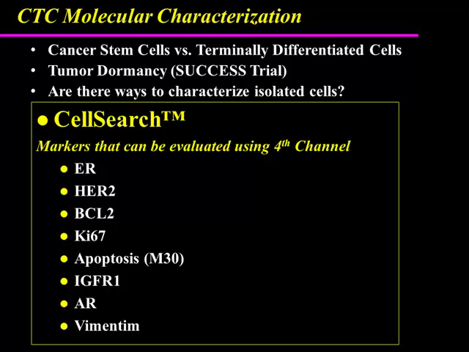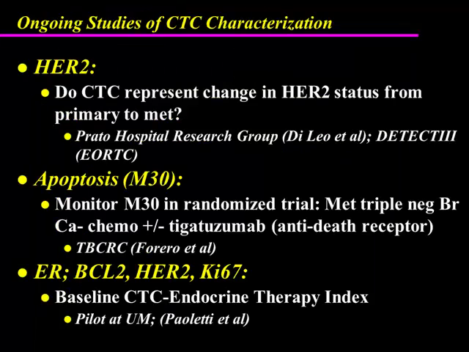Okay, what we'd really like to do is characterize the cells, and as Jim pointed out, use this as what we would call a liquid biopsy or a real-time biopsy. Of course, what we'd love to do is biopsy the patient's cancer and biopsy every site of her cancer all the way through her course. That's not practical. And so the question is whether we could use markers on CTCs to do that. We and others have already now begun to report that we can do ER, HER2, BCL2, Ki67, apoptosis, IGFR1, AR, and even some others now. So we're beginning to see things come with CellSearch and with the other assays as well.